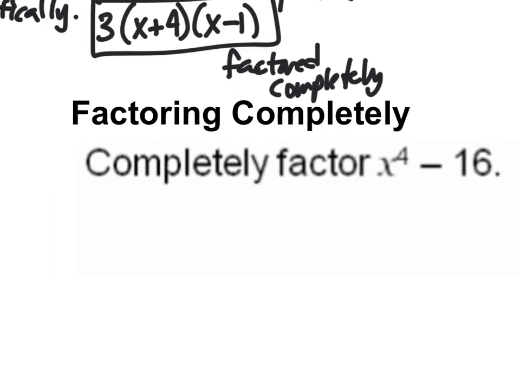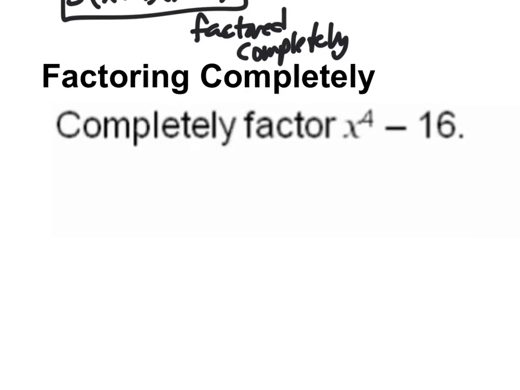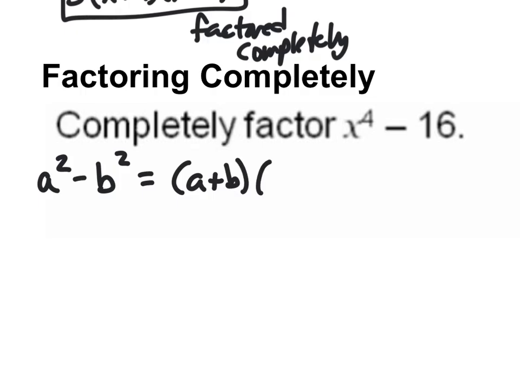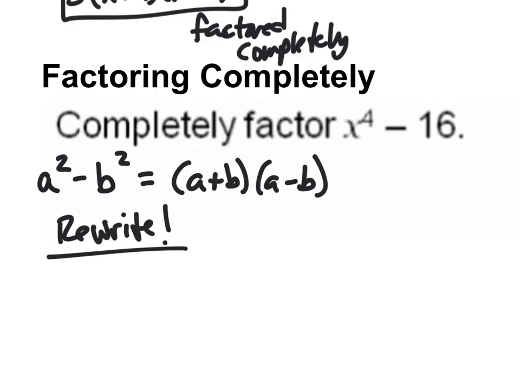Now, completely factor something like this: x to the 4th minus 16. What I notice is that this isn't one of those identities. I need to remember the difference of squares, which is a squared minus b squared, the same thing as a plus b times a minus b. So what I need to do here is rewrite this, because it doesn't look nice and neat. The trick is to rewrite. I can't tell you how important it is to be able to rewrite something to see the pattern.